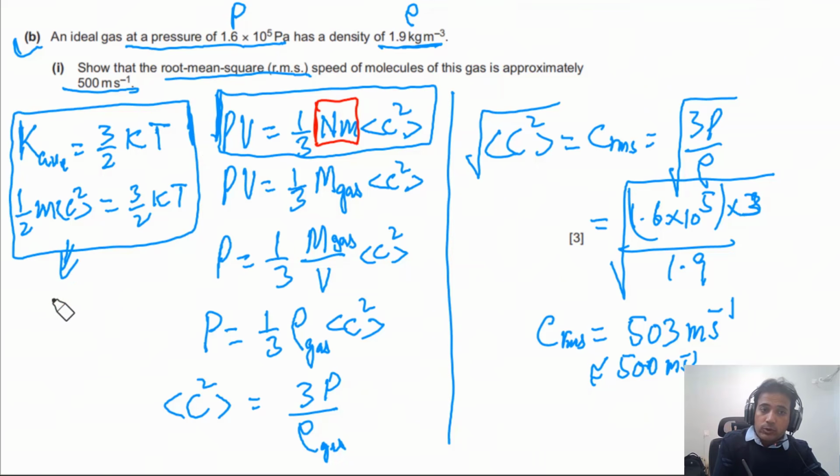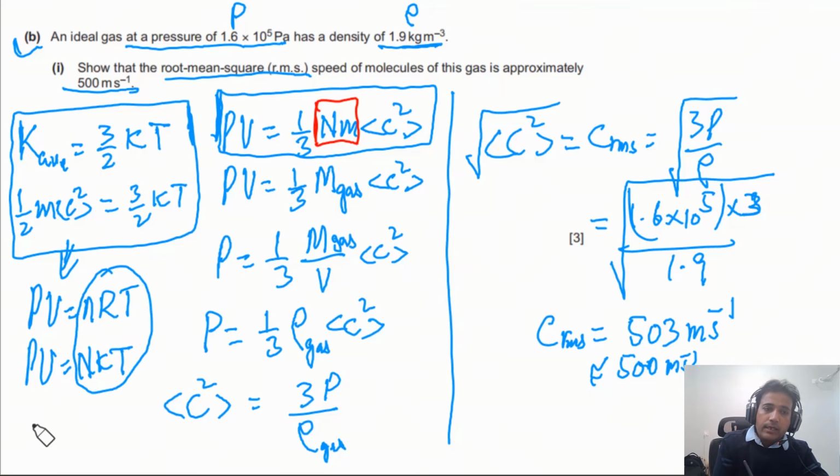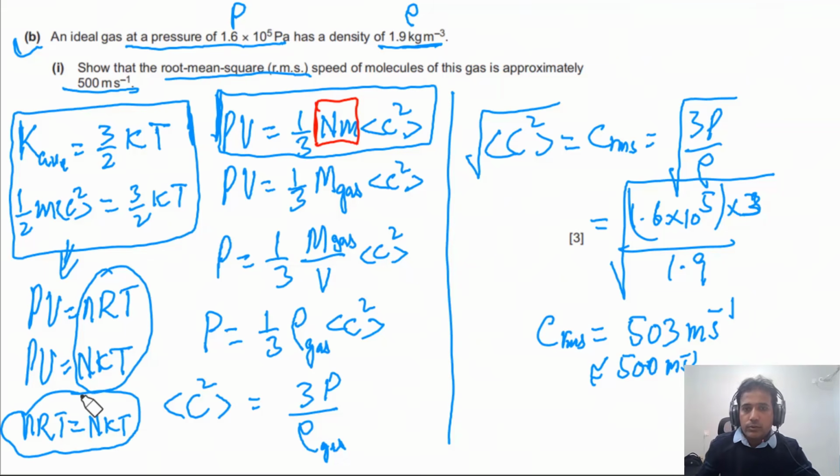And two more equations are very important. PV is equal to nRT and PV is equal to NkT. So from here you can see nRT is equal to NkT. So these relationships are very important, and you need to understand how to play with these equations.